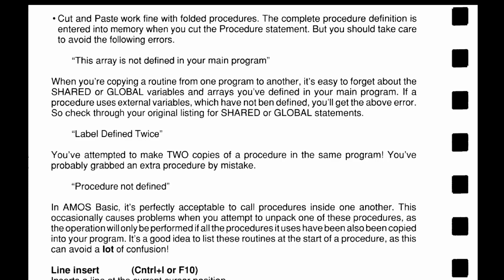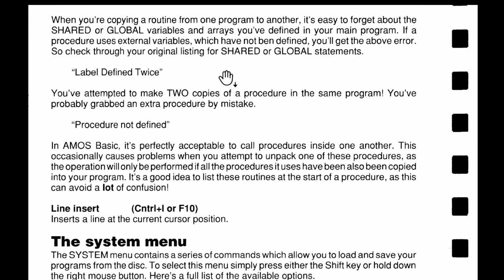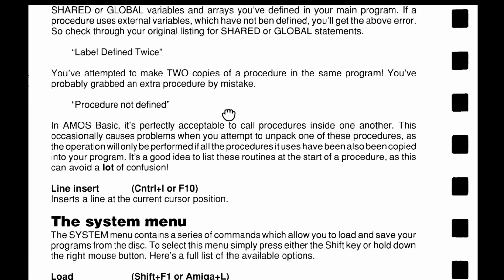This array is not defined in your main program. When you're copying a routine from one program to another, it's easy to forget about the shared or global variables and arrays you've defined in your main program. If a procedure uses external variables which have not been defined, you'll get the above error. So check through your original listing for shared or global statements.